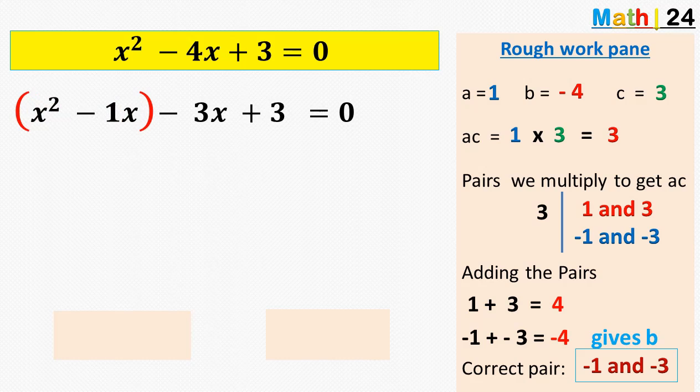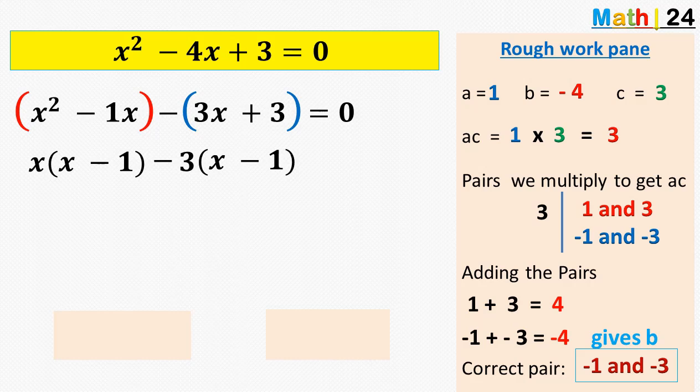The first group is x squared minus 1x, and the second group is minus 3x plus 3. The minus sign is in between. Factorizing the first group, the highest common factor is x. Bring it out of the brackets. And x squared divided by x gives us x, minus 1x divided by x gives us minus 1. We bring down the minus sign. In the second group, the highest common factor is 3. So we bring that 3 out of brackets. Then minus 3x divided by minus 3 gives us plus x.